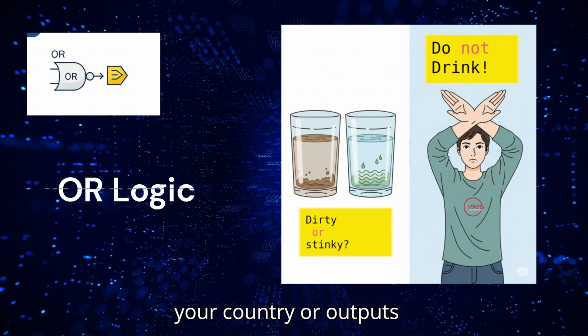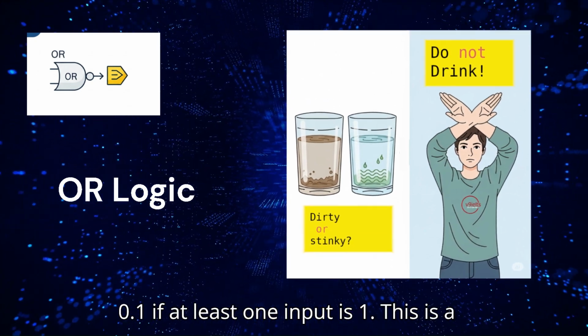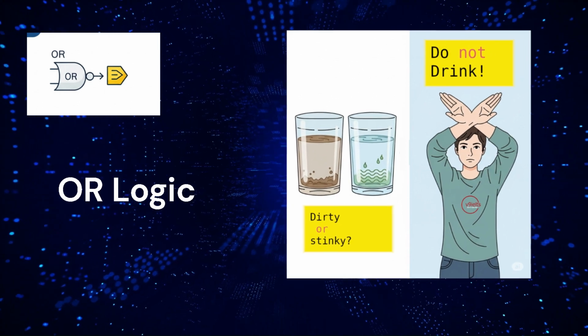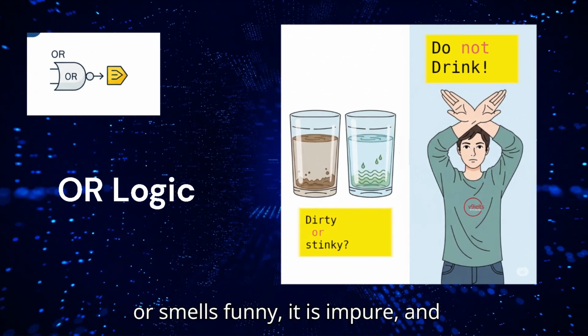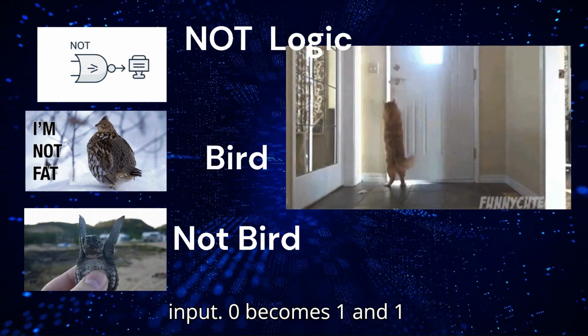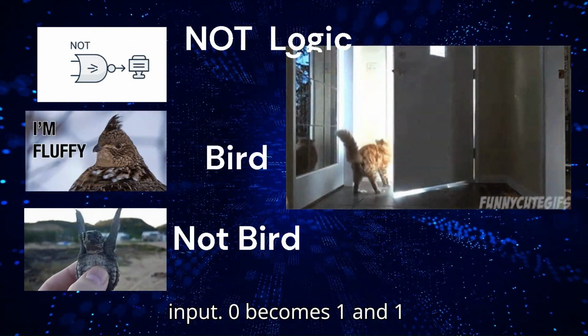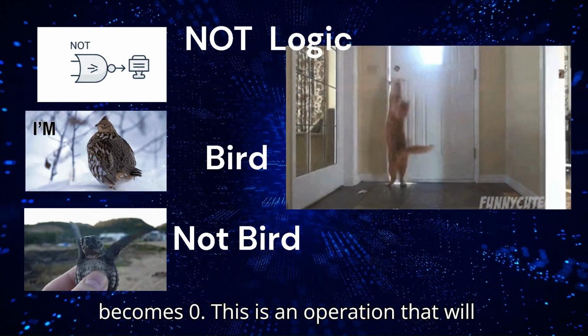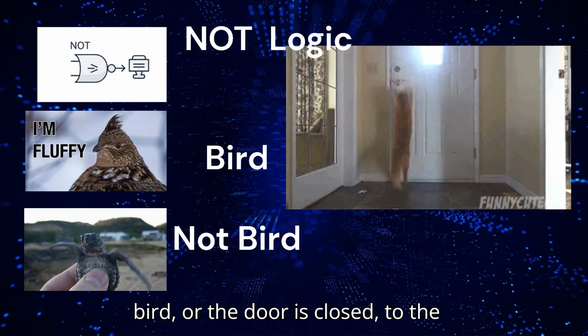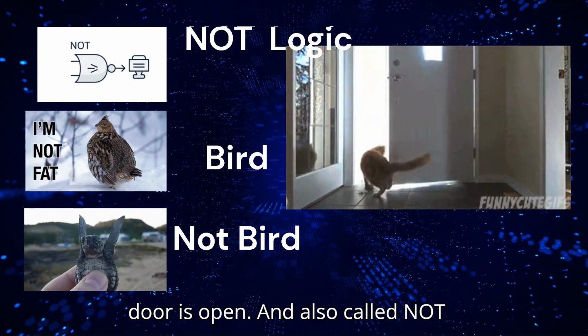OR outputs 1 if at least one input is 1. This is a statement like, if the water looks dirty or smells funny, it is impure and should not be consumed. NOT flips the input. 0 becomes 1 and 1 becomes 0. This is an operation that will change this is a bird to this is not a bird, or the door is closed to the door is open.